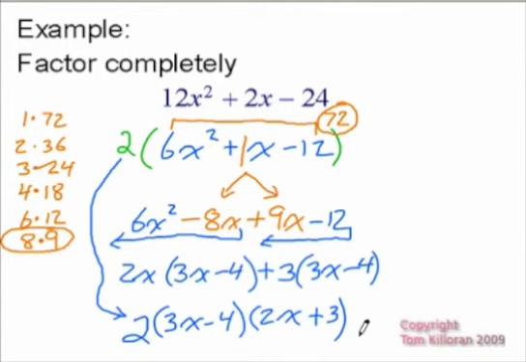So this whole thing is the factorization of 12x squared plus 2x minus 24. If you multiplied it all back together, that's what you're supposed to get, what we started with. And we're done.